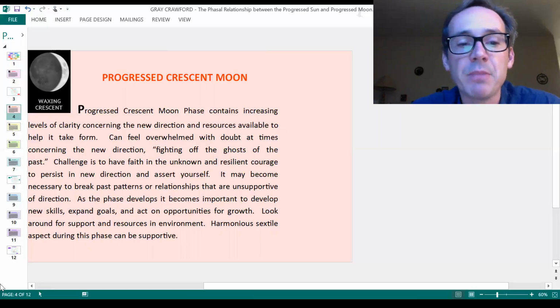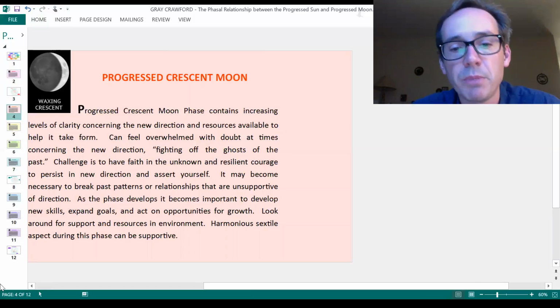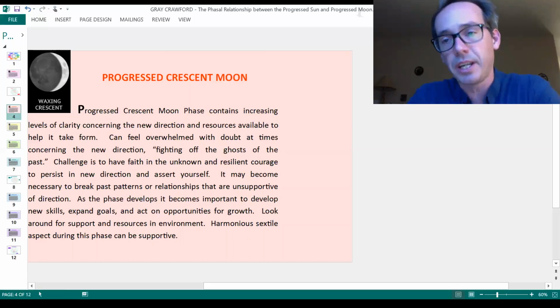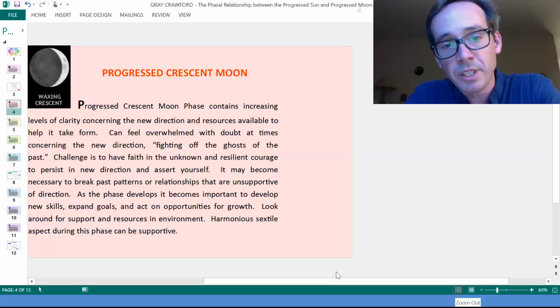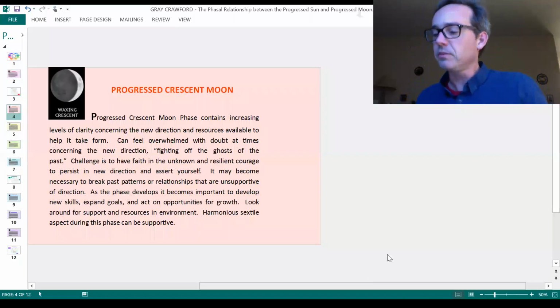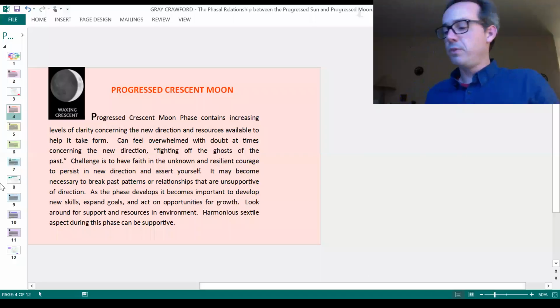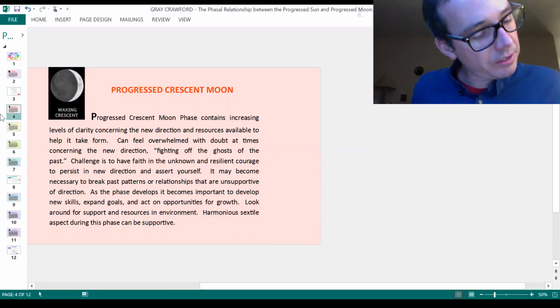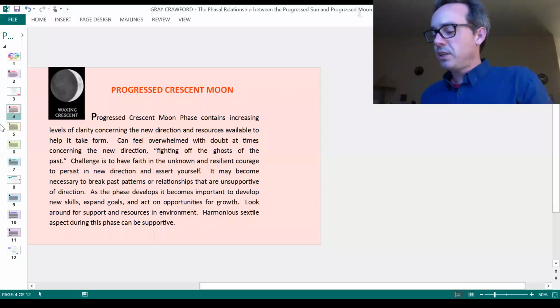And as it develops, it becomes important. You want to be working on new skills, expanding goals, looking for opportunities for growth. And during this phase is when you get the sextile. So typically, things are just starting to become a little bit more clear. And let me see how much time we have. Okay, so as far as my example goes with this, I'll try to do it kind of quick.